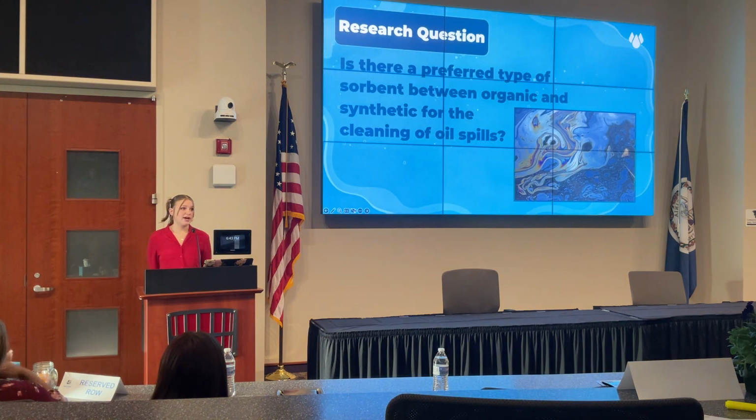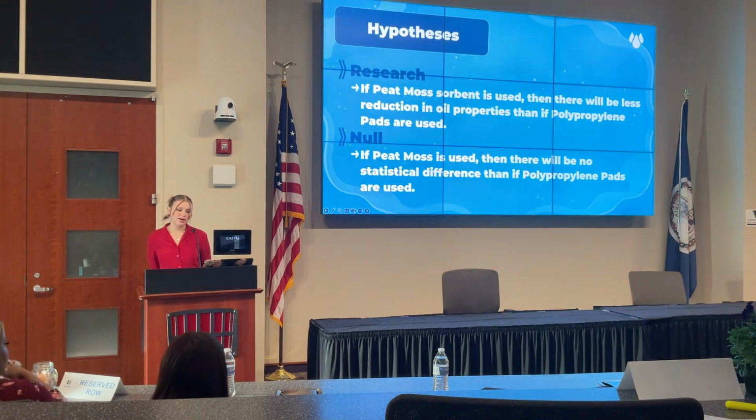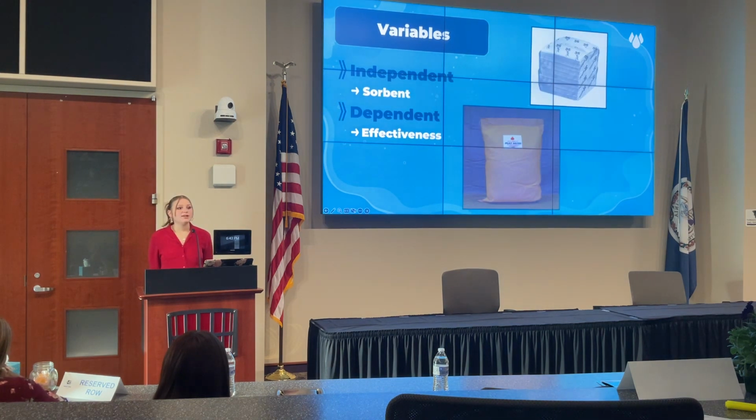For my research, I answered the question, is there a preferred type of sorbent between organic and synthetic for the cleanup of oil spills? To start, I made my hypotheses. My research hypothesis states that if peat moss sorbent is used, then there will be less reduction in oil properties than if polypropylene pads are used. My null states that if peat moss is used, then there will be no statistical difference than if polypropylene pads are used. When conducting my test, I had to point out my variables.